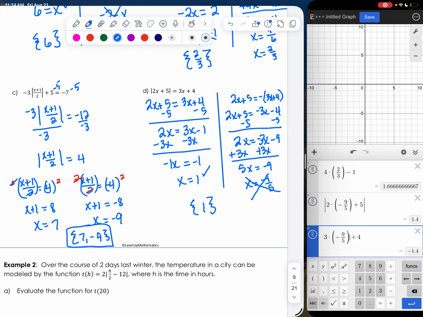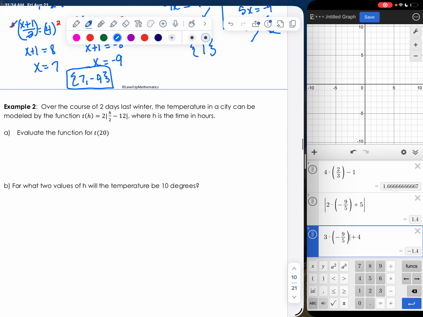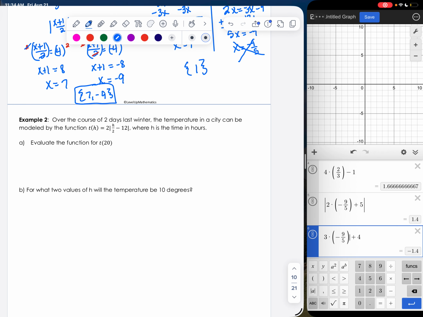All right, if you need to pause your video to correct any mistakes, do so at this time. If you got this problem correct, let's move on to our last example. Example 2. Over the course of 2 days last winter, the temperature in a city can be modeled by the function T of h equals 2 times the absolute value of h divided by 2 minus 12, where h is the time in hours. And in part A, they want you to evaluate the function for t of 20.